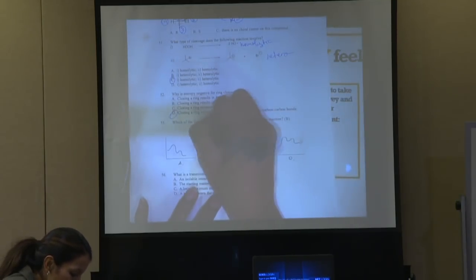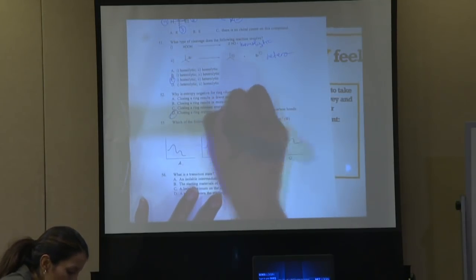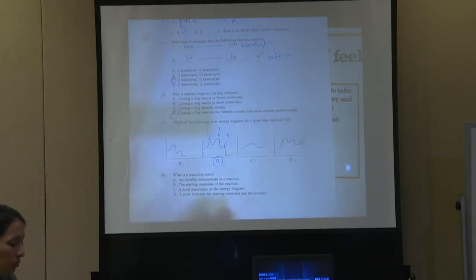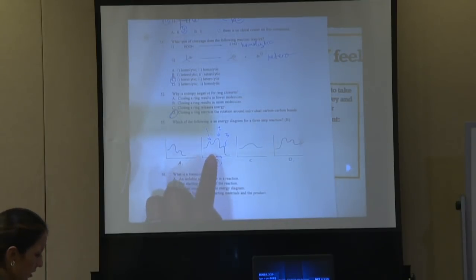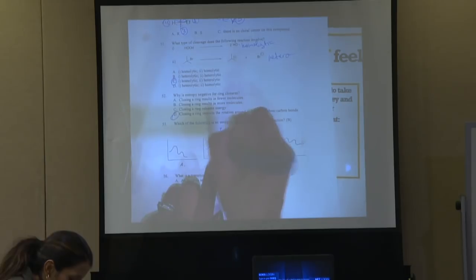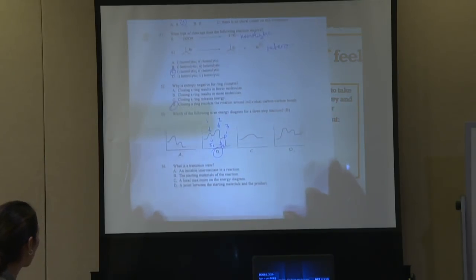All right. So that's 1 step, 2 steps, 3 steps. Cool? Okay, and how many intermediates do we have in this reaction? 2. Awesome. So this is I1 and I2. Awesome. All right, what is a transition state?